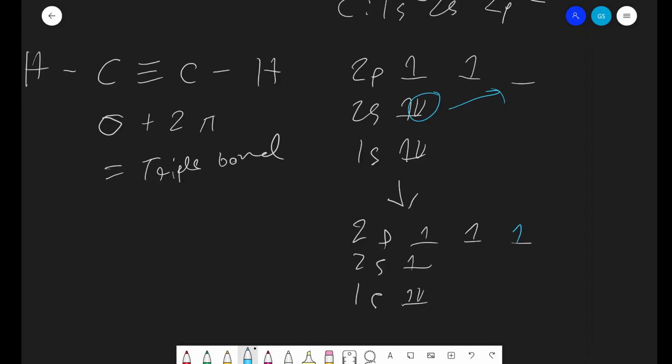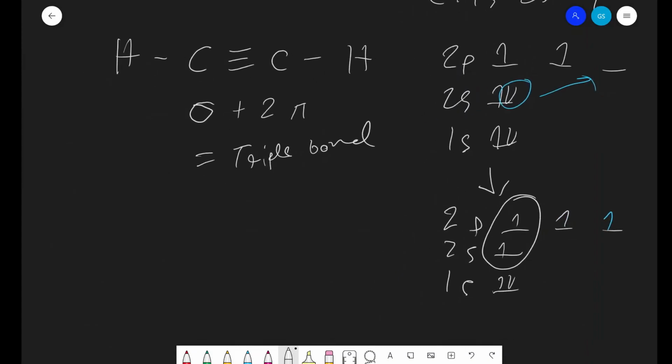Right? But this is not sp2 hybridized or sp3 hybridized. This is sp hybridized. Let me do it in the white. This is sp hybridized. And you may be wondering, how does that make sense? Oh, I forgot to make my hydrogens pink.